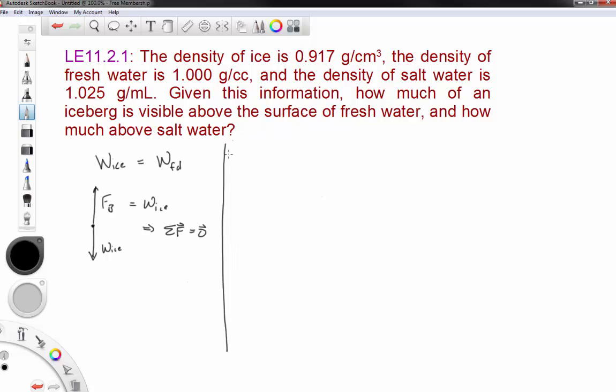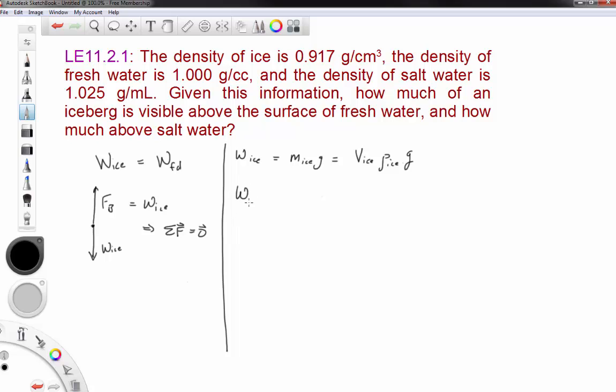So how do you get the weight of the iceberg? Well, the weight of the iceberg is going to be the mass times the free fall acceleration, and so that's going to be the volume of the ice times the density of the ice times the free fall acceleration.